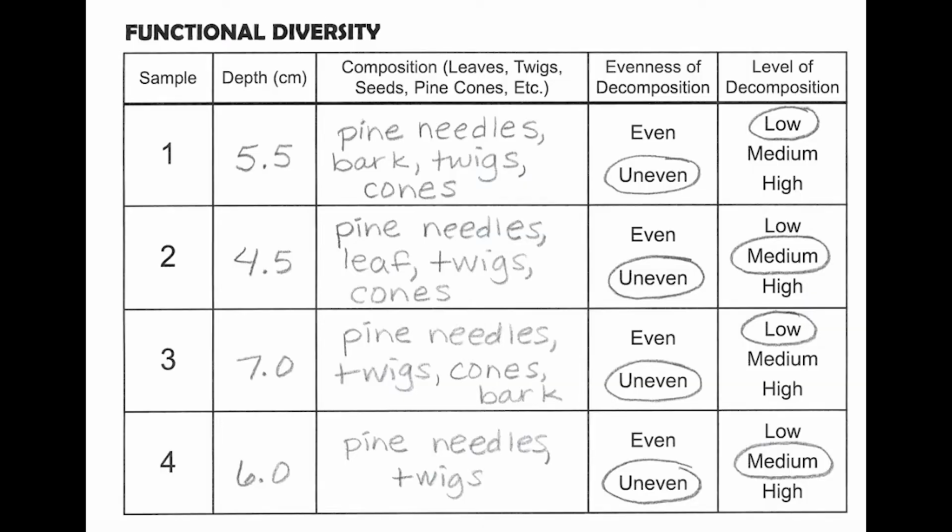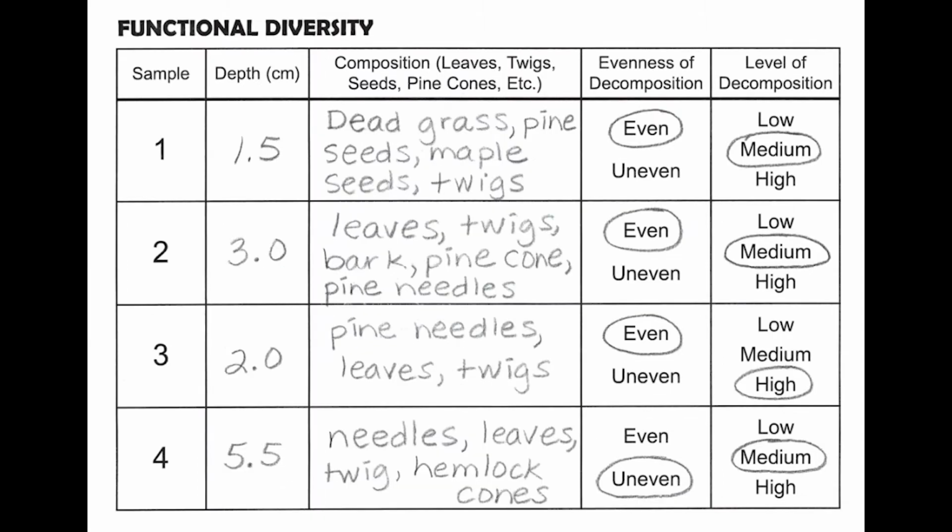So when we look at the data between our two plots, this is probably one of the most distinct data entries. You'll notice that the decomposition in the red pine plantation is generally pretty uneven, and the level of decomposition is either low or medium, meaning that it's slow decomposition cycles, slow nutrient release cycles, and those layers are really building up in the forest.